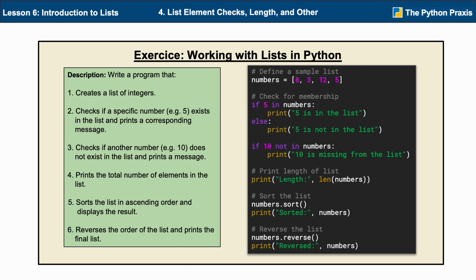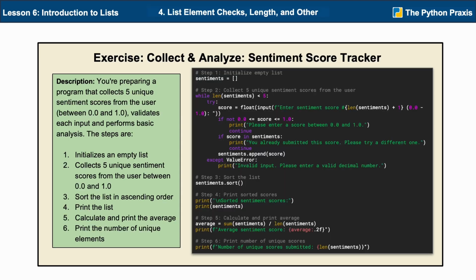With len function, we calculate and print the total number of elements in the list, the length of it. Using the sort function on numbers list, we sort the elements in the list and print them. And at the end, we use the reverse function on numbers to reverse the order of the elements inside the list and print it. As a last exercise for this lesson, we have the sentiment score tracker.